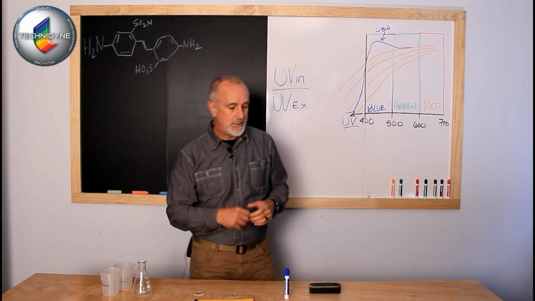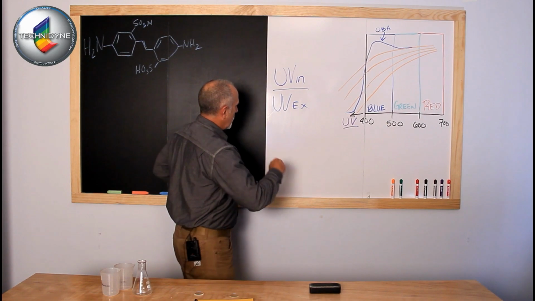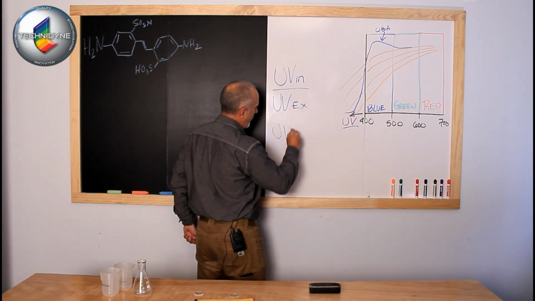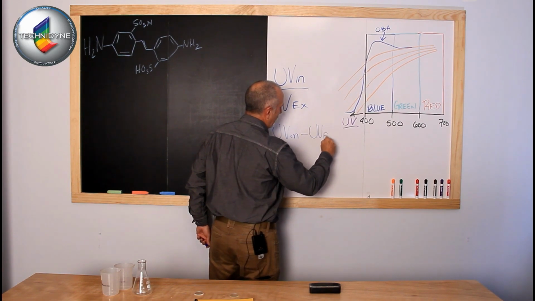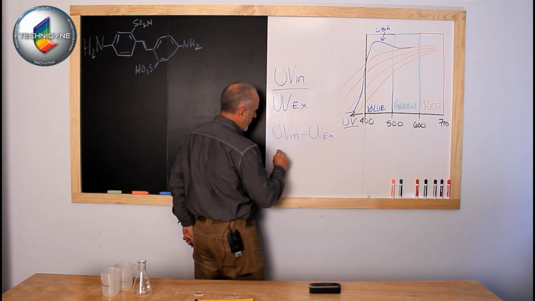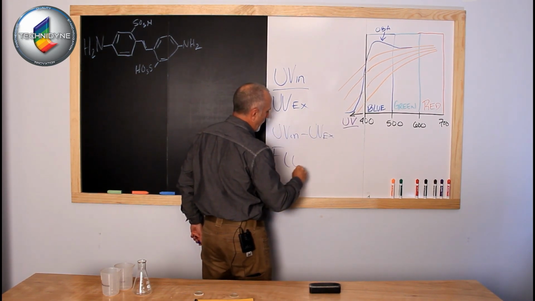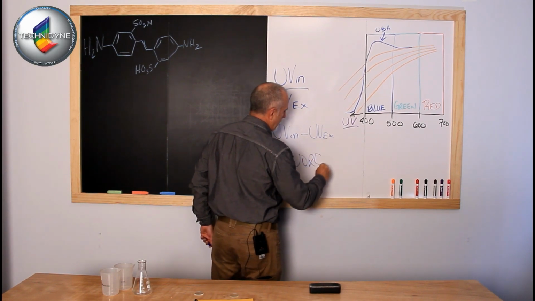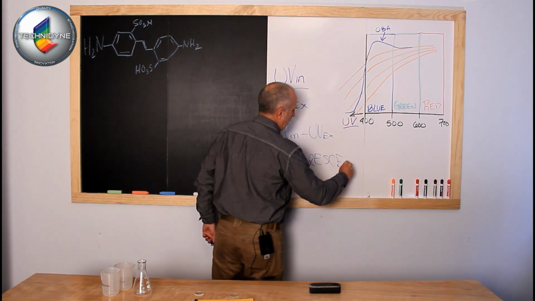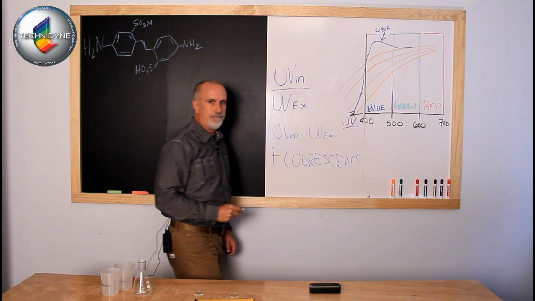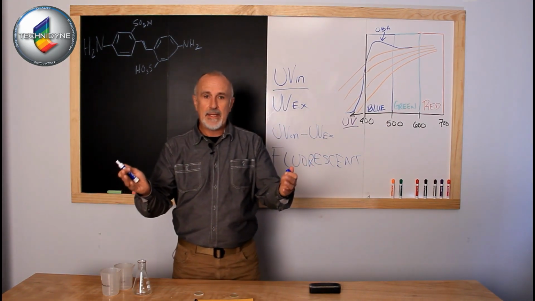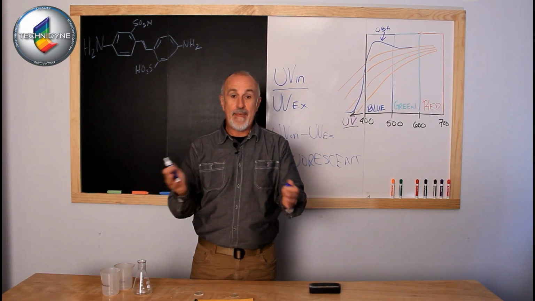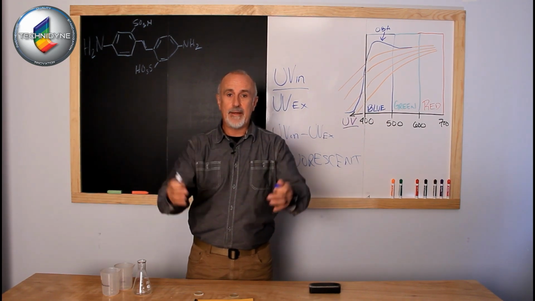And so what happens then is that you will take a UV included measurement, and you will subtract from that the UV excluded value, and that will give you this value called fluorescent component. It's UV included minus UV excluded, and you get this value called fluorescent component, and that is the effect of the optical brightener.